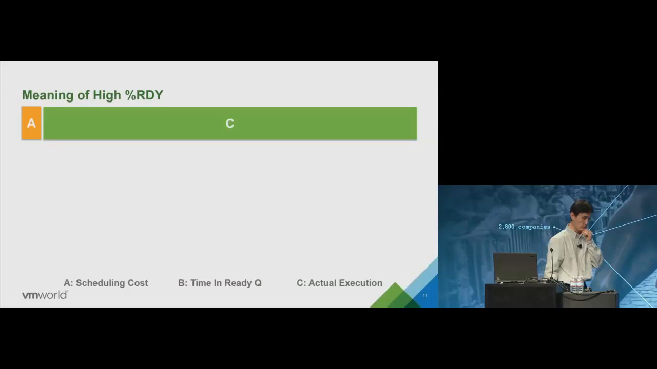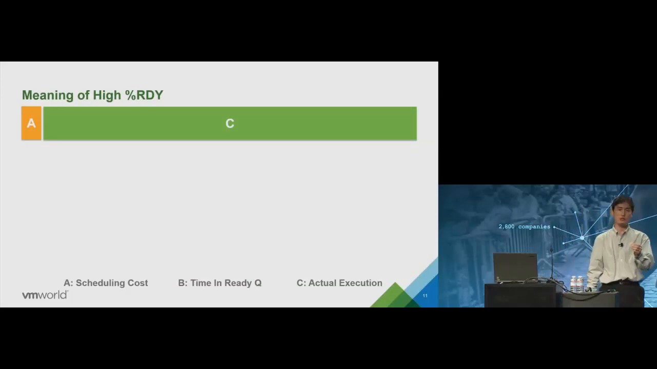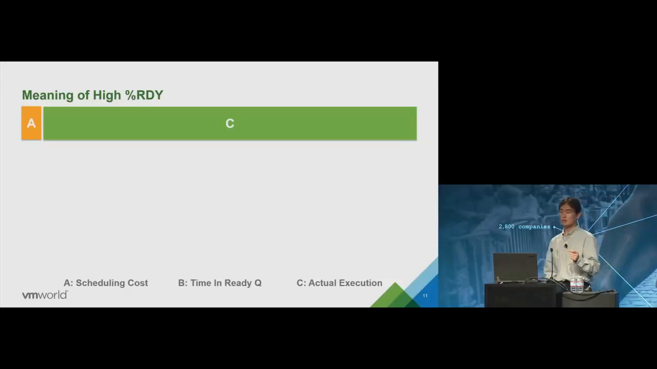So let's go back to ready time again. When you see high ready time, what is going on? I'm showing you a kind of ideal situation where you pay some scheduling cost, but your runtime is long enough, maybe, I don't know, tens of milliseconds. In such a situation, the scheduling cost is low enough and can be amortized, and your ready time is close to zero.